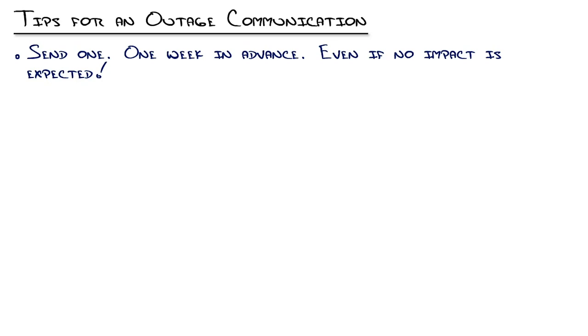Send an outage notification. Do it 1 week in advance. What I usually see with people that are first getting started in engineering is they'll be creating the plan for their implementation. They'll finish it up and they'll be like, oh, I could do this tonight. I'm kind of in that mode. I'm excited. And so they send it for that evening. And that's bad form, probably for at least two reasons.